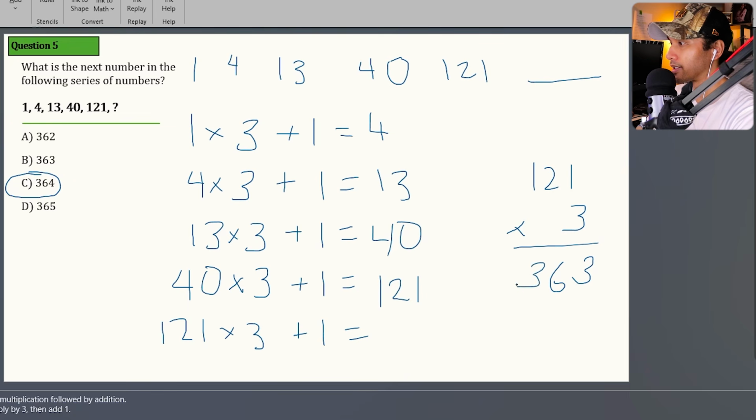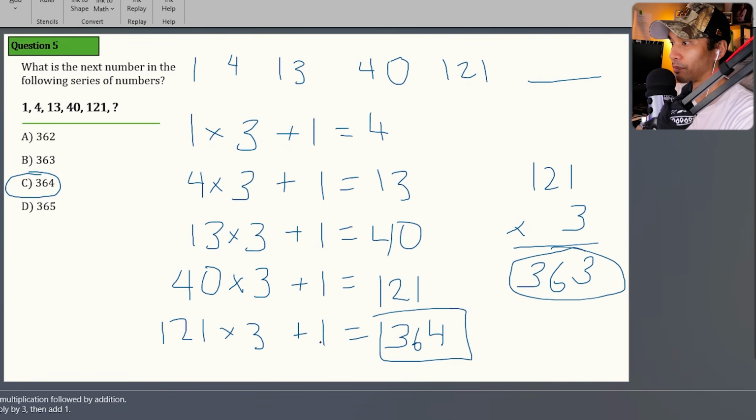136, 363 plus 1 is 364. That is another way to solve this number series and find the next number, which is going to be 364. Okay? There are traps. You could put 363 by accident because you forgot to add the 1. So make sure you pay attention to the operation.